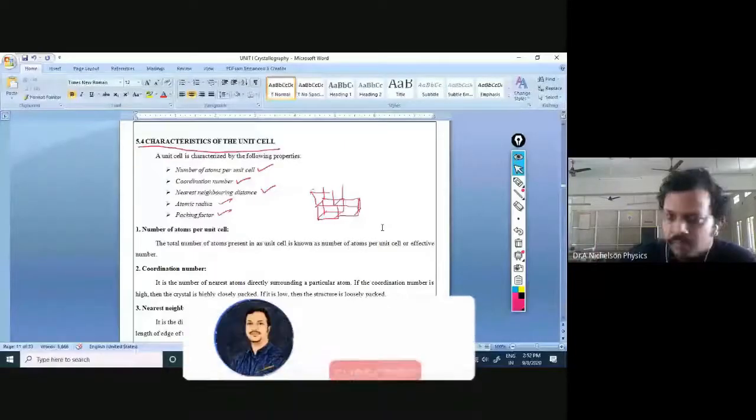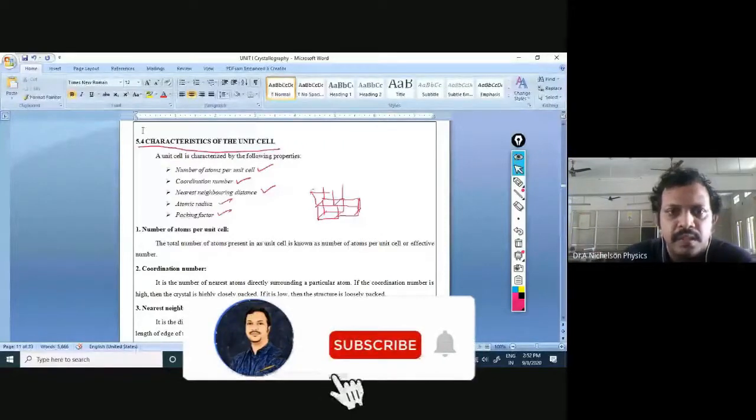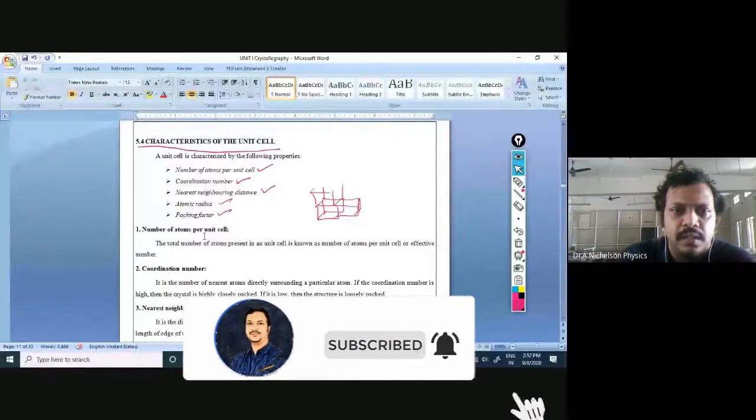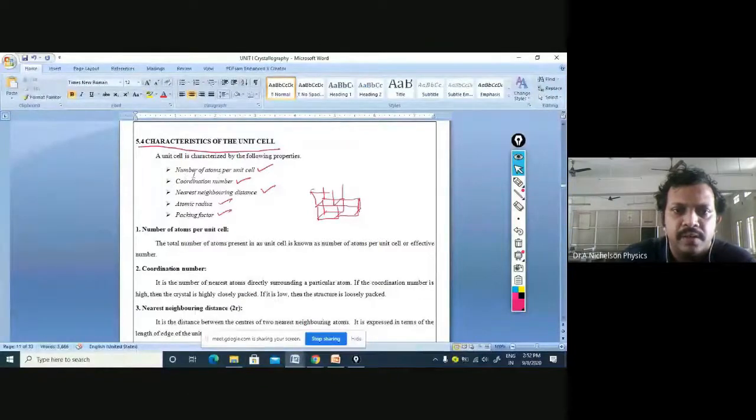You can see here, these are the characteristics of a unit cell. As I said, one by one: number of atoms per unit cell, coordination number, nearest neighbor distance, then atomic radius, packing factor. We just make a note of this.